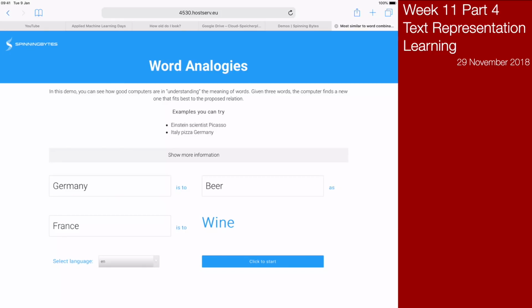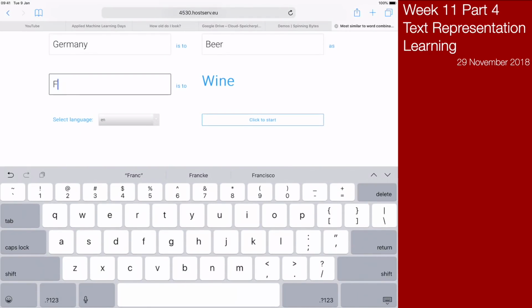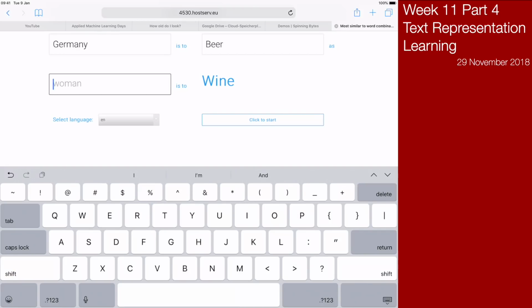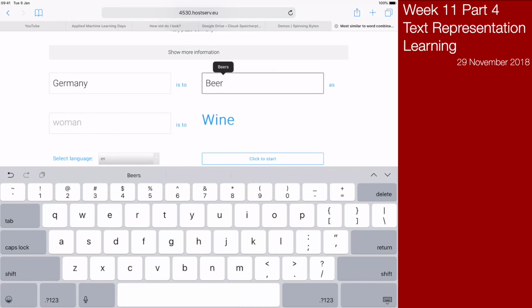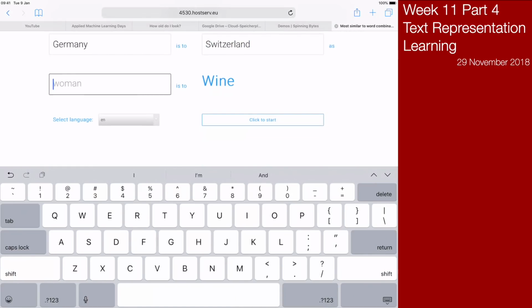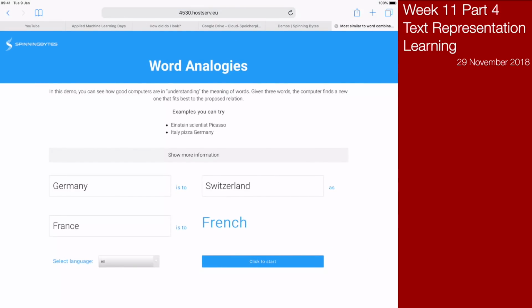Can we try Germany is to Switzerland? I mean, Germany is to Switzerland, and then France. Ah, yeah, okay. Germany is to Switzerland like France is to what? What should that be actually? What do we expect? Maybe Belgium or something? Okay, sorry, that didn't work.